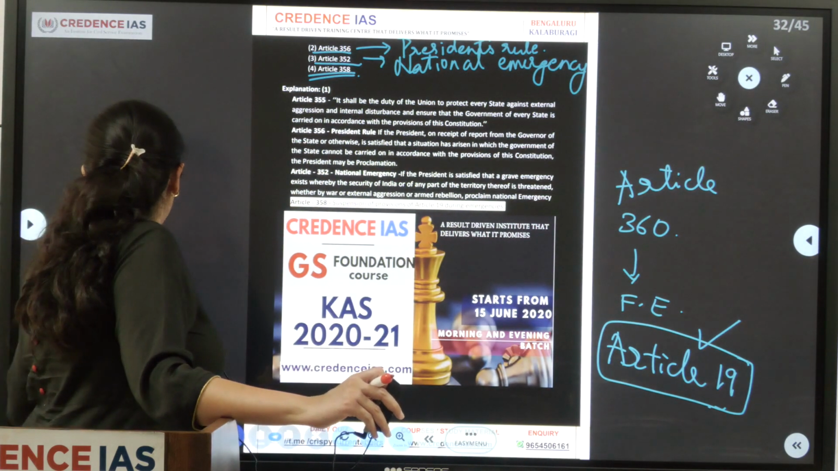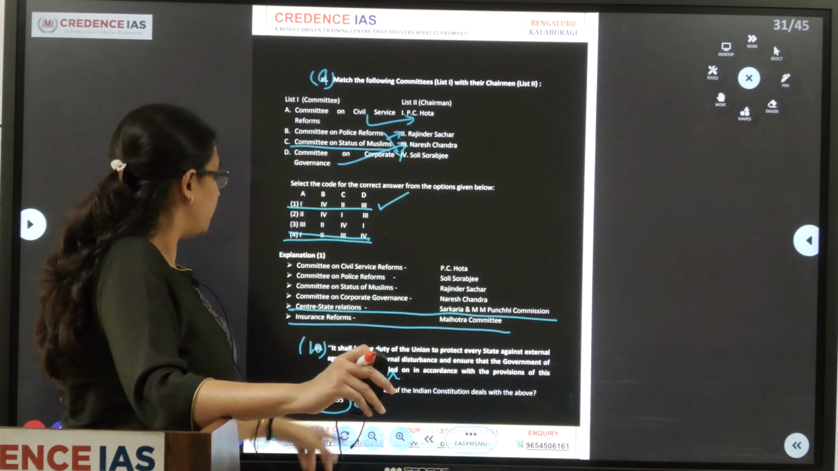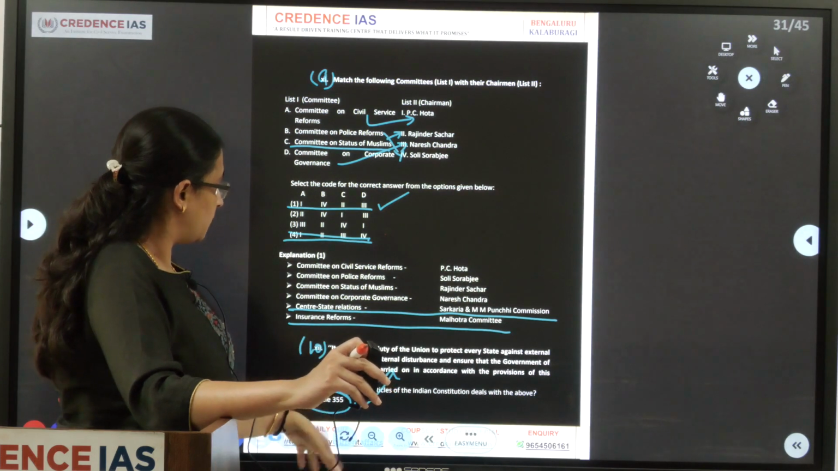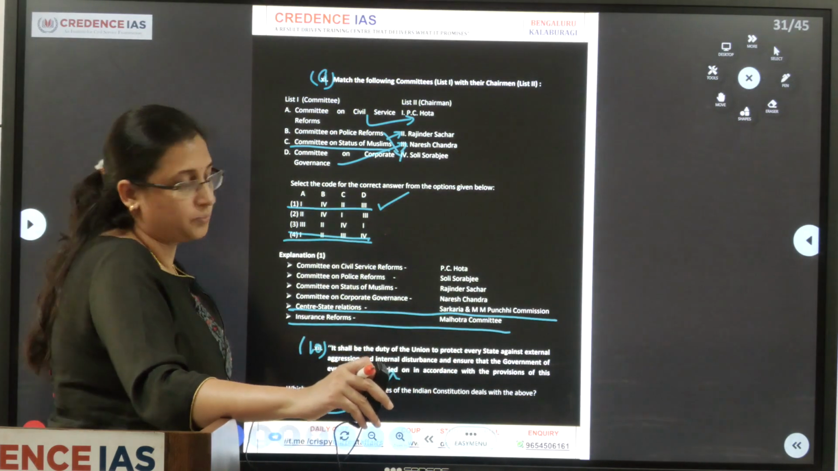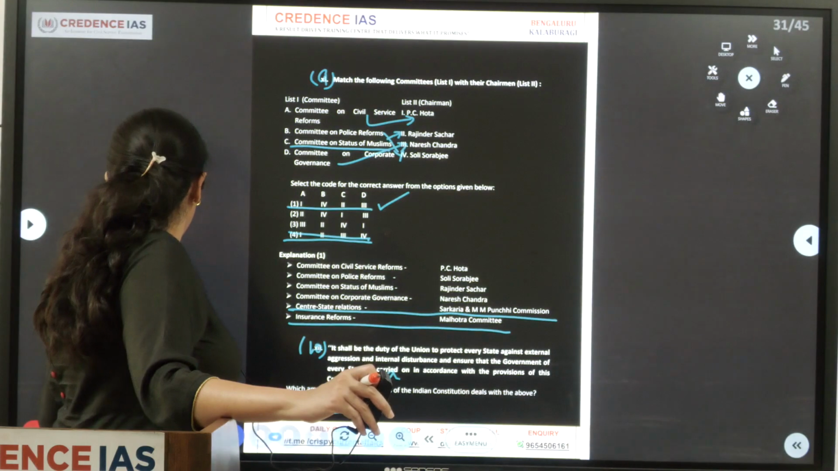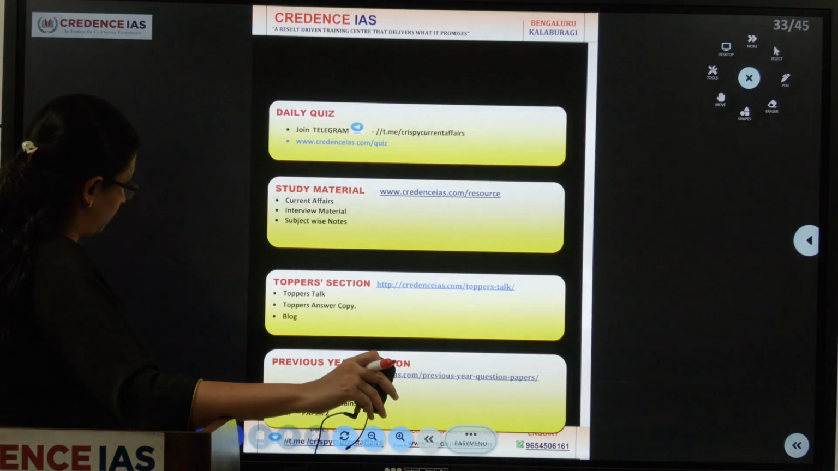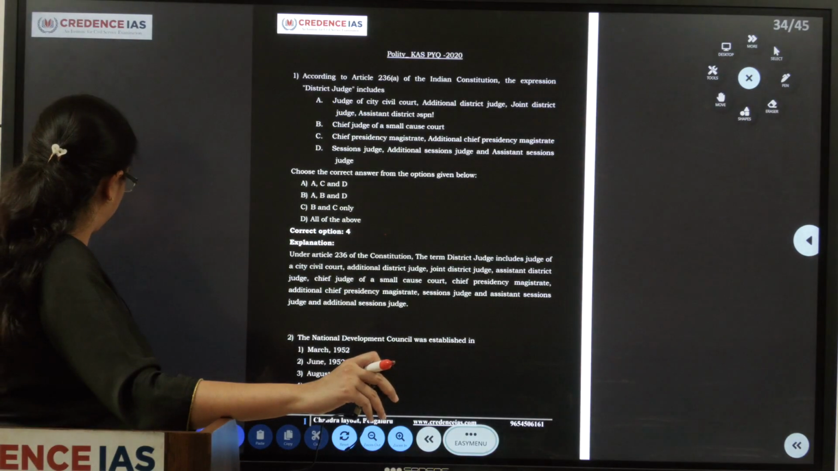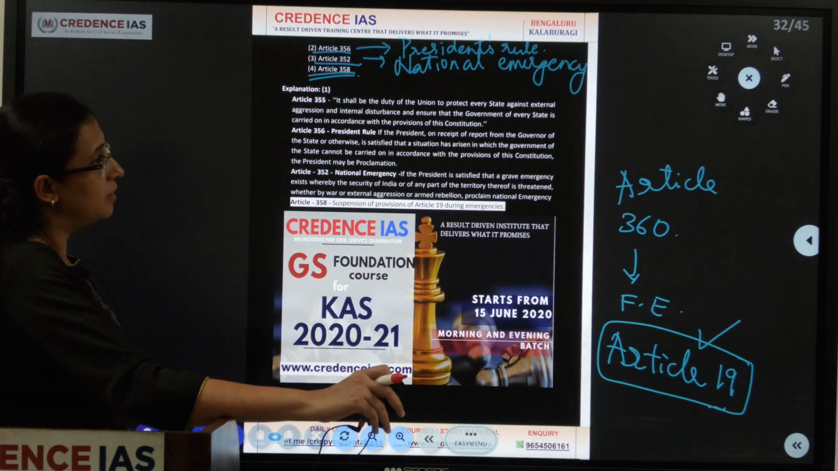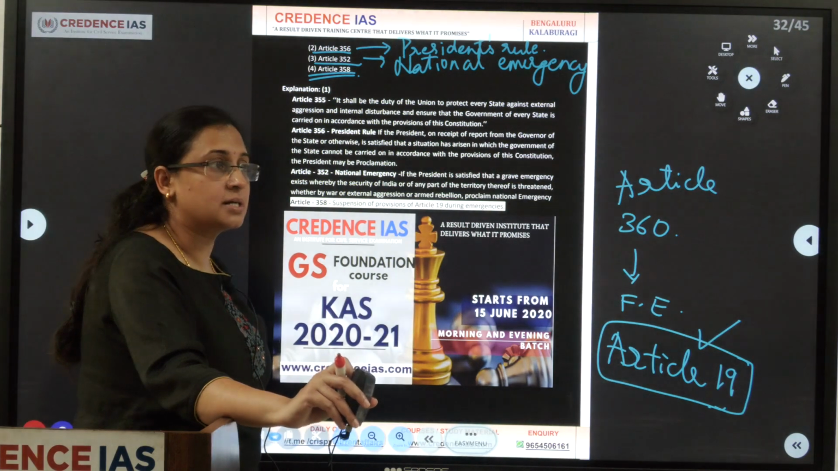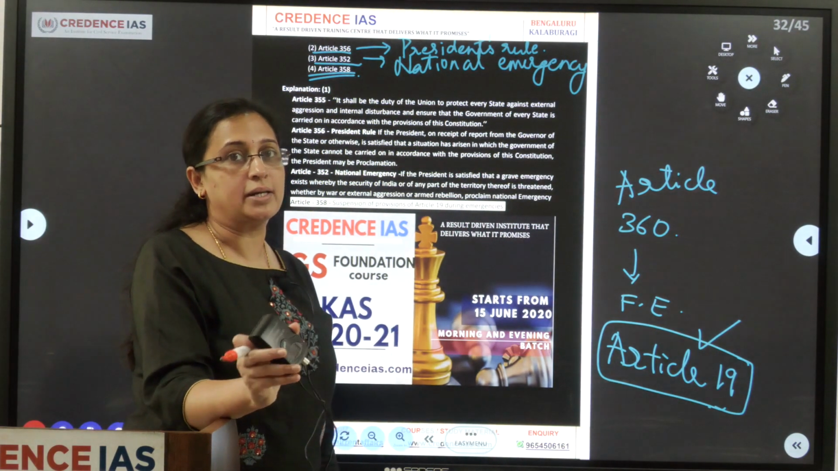So, out of these four options, this is the correct one: Article 355 deals with this. In the next session, let us study the polity questions of the KAS 2020 paper.